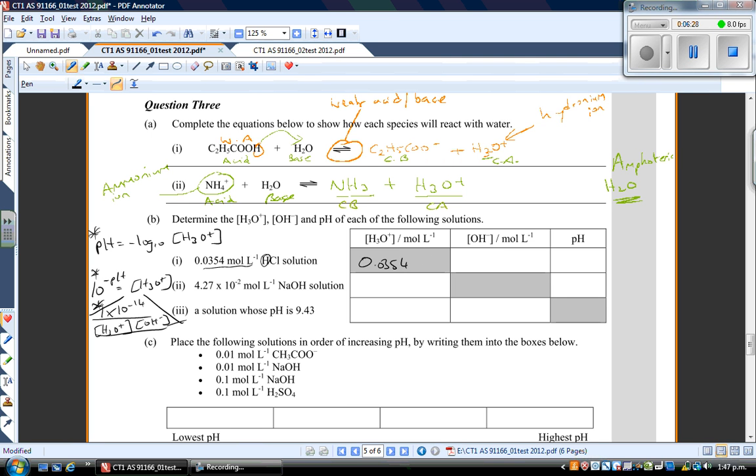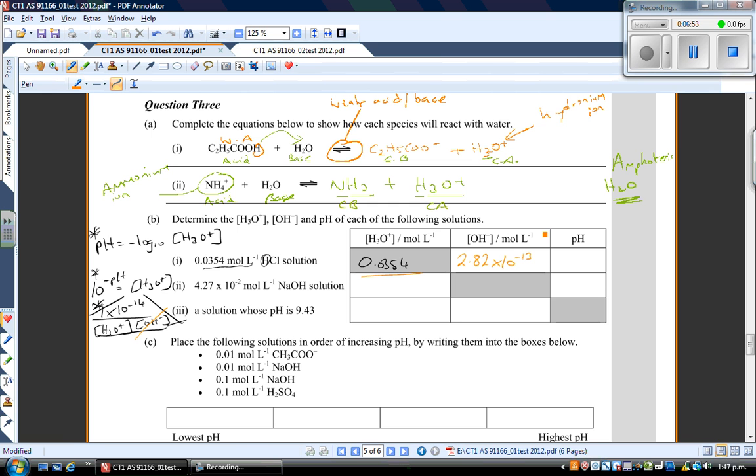Now the concentration of OH minus can be found. In this case, you cover the species that you're looking for. So we're looking for the OH minus, so we would cover that one with your hand, and it tells us to take 1 by 10 to the minus 14 and divide it by the 0.0354, and if you do that successfully on your calculator, then you should get an answer of 2.82 by 10 to the minus 13 moles per liter.